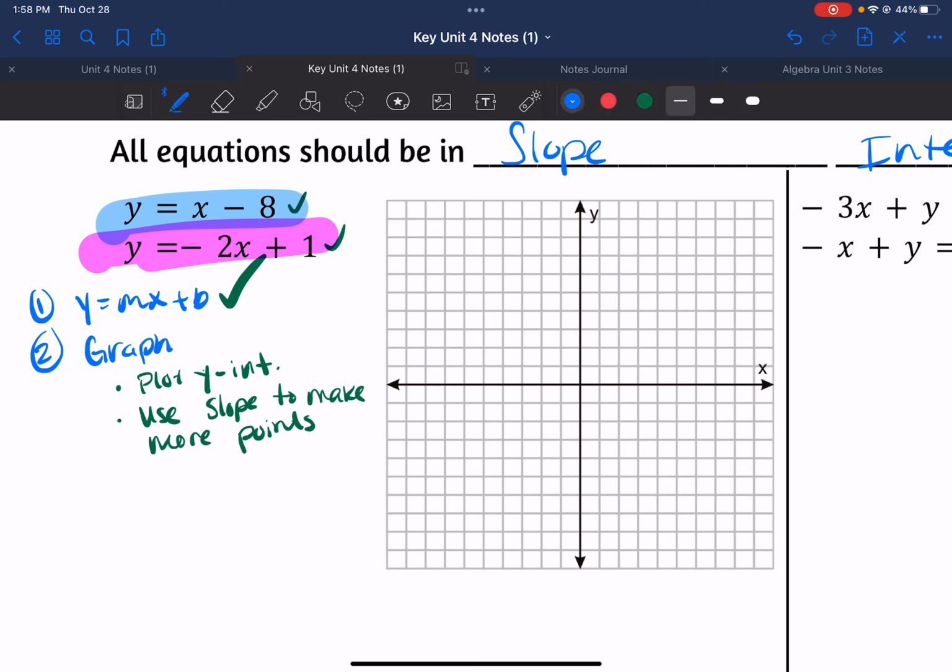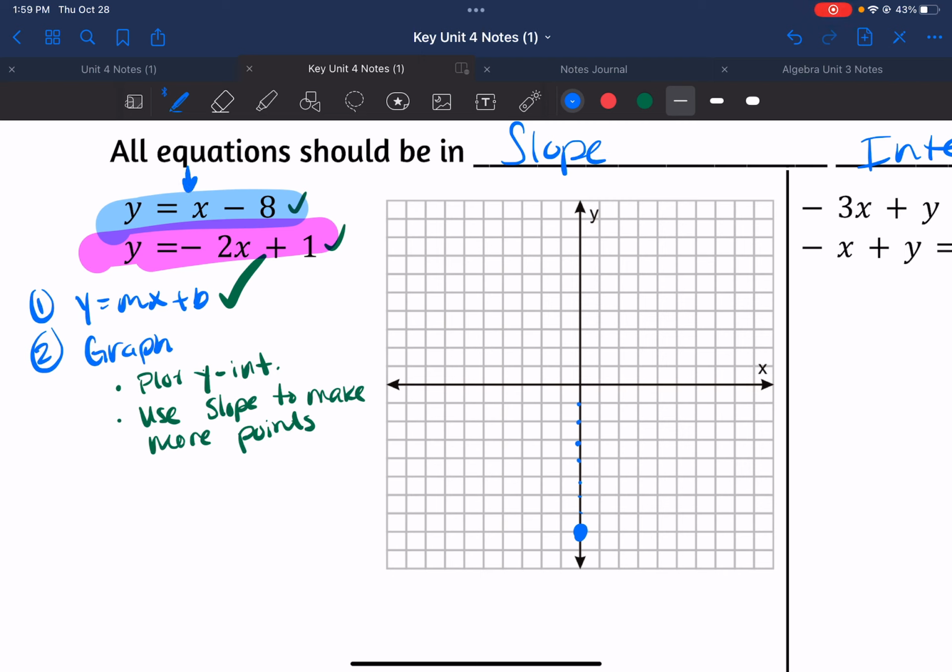All right, blue. In order for me to plot this blue line, my y-intercept is a -8, right? Here's a -8. Where's my y-intercept? -8. So let's go down. We have 1, 2, 3, 4, 5, 6, 7, 8. Y-intercept, bam. I need to use my slope to make more points.